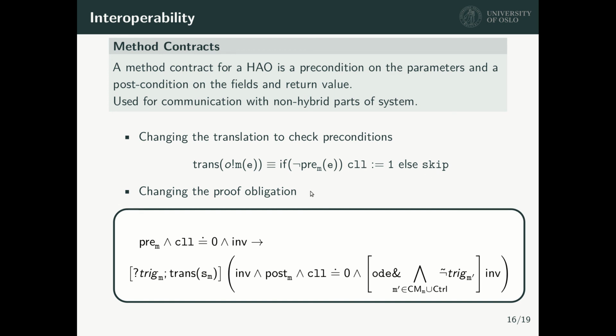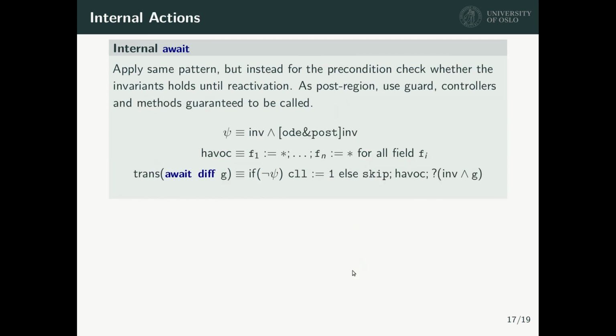Now, the proof obligation is a bit more complicated. You assume your own precondition, you assume that the flag is not set, you assume the invariant. This method translation does not change except for this detail. Then you prove invariant, postcondition, and that you have not triggered any of these flags. And this part here does not change at all.